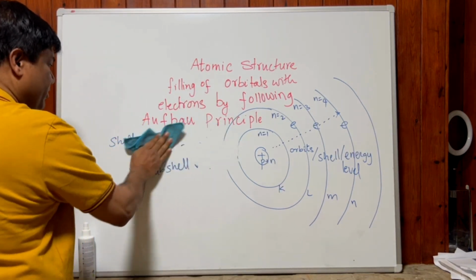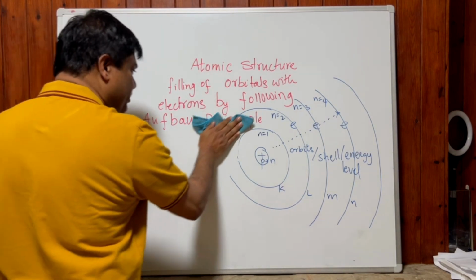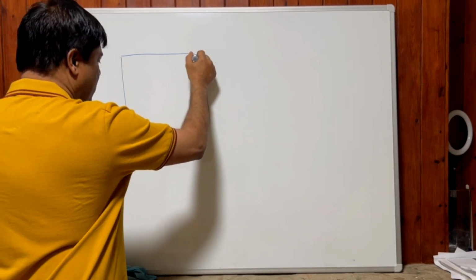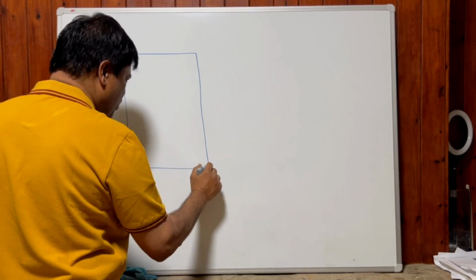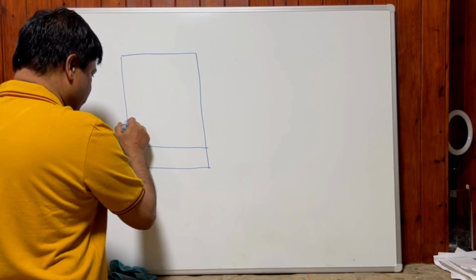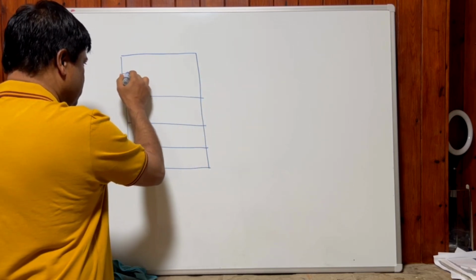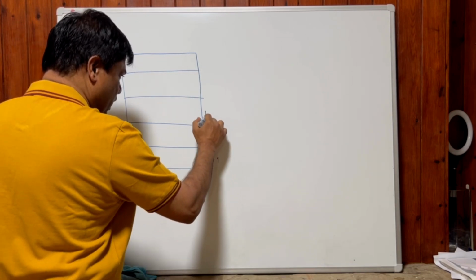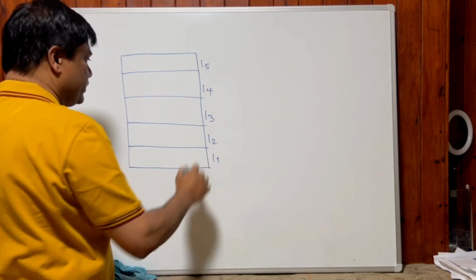So I told you Aufbau is the principle. It's not the name of a person, it's just a principle. Look at that. This is like a big building or apartment, the tallest building. It has levels: level 1, level 2, level 3, level 4, level 5, like this.